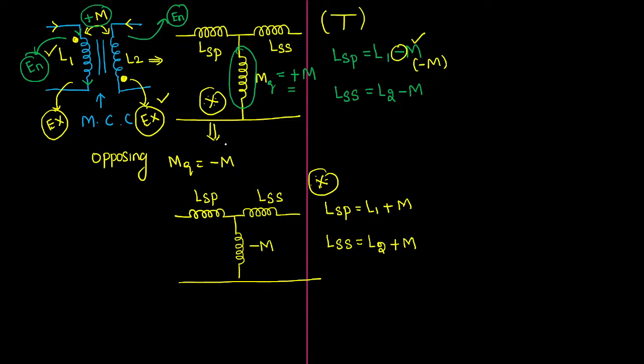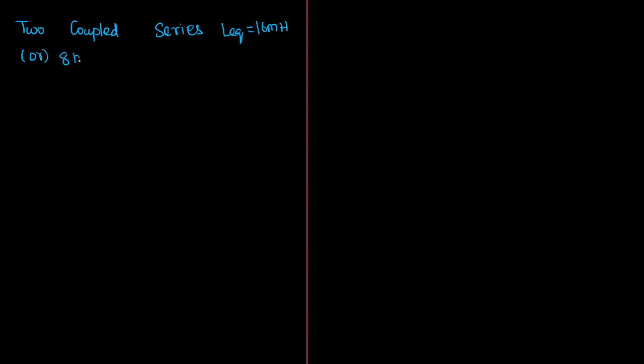Now let us go ahead with some of the previous questions that I already told you about. Let me solve those questions, and with that we will wind up the magnetically coupled circuits. First of all, they told that two coupled coils are connected in series, and they are having an equivalent inductance of either 16 millihenry or 8 millihenry.